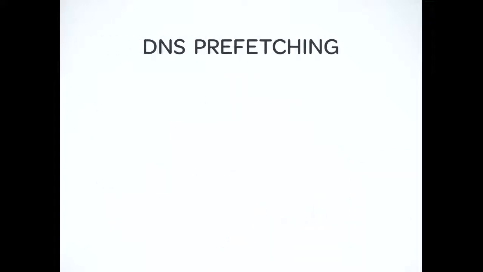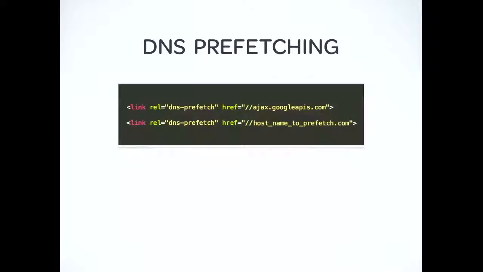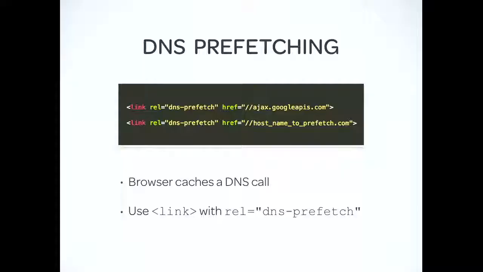Some browsers support DNS prefetching of links, which hints to the browser that a user will be requesting some additional resources from a certain URL. So it allows the browser to cache the DNS call. We can use a link tag to identify the domains that the browser needs to resolve ahead of time with a rel attribute of dns-prefetch. DNS prefetching is currently supported in Chrome, Firefox, and IE9 and above.